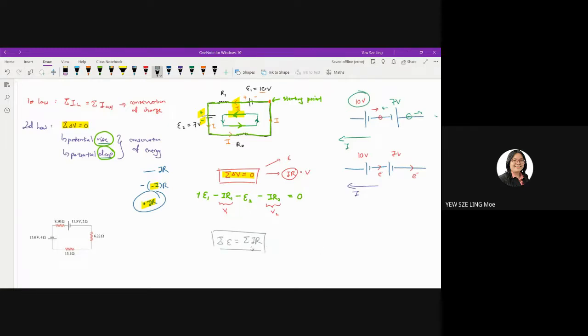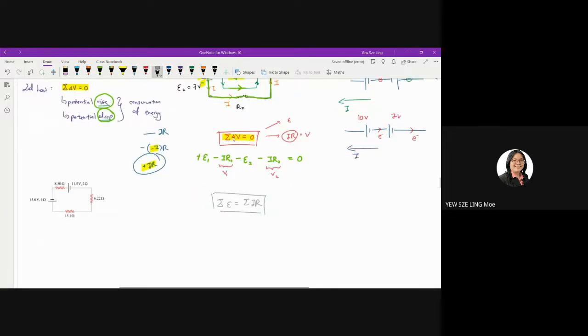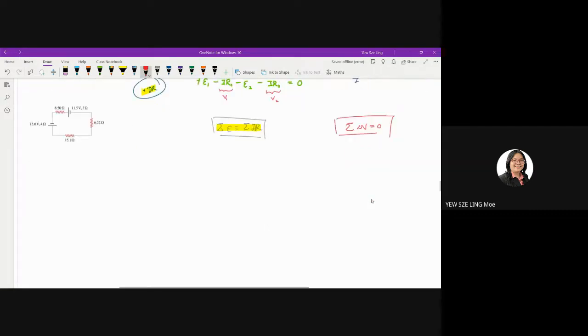Does it mean that they are wrong? No. Both equations are correct, but the way you determine the sign convention is different. You can use summation delta V equals to 0, or you can use summation EMF equals to summation IR. Both of them are correct. But one thing I want you to take note of: now let's look here. I have one equation, summation delta V equals to 0, and then I have summation EMF equals to summation IR right here.